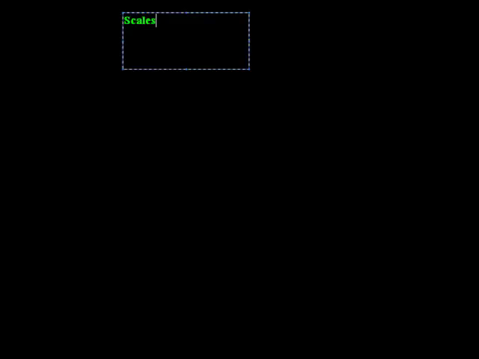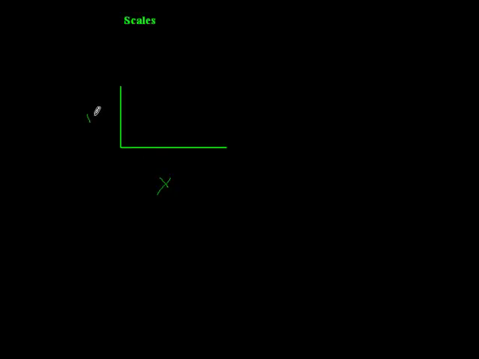Today we're working with scales. So let's start off with the graph. Now we have our x and our y-axis.